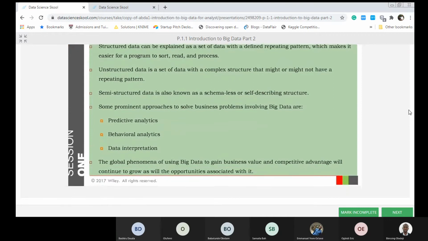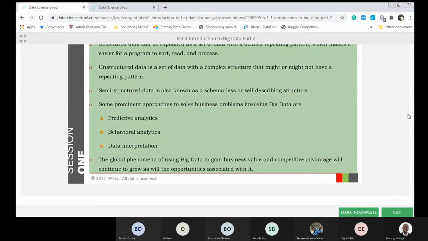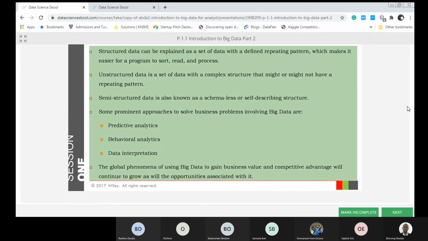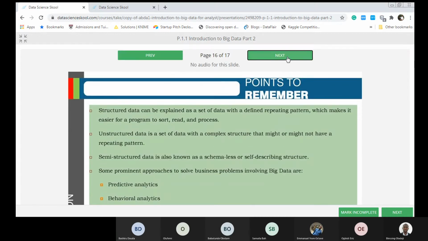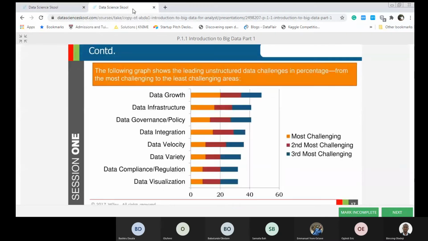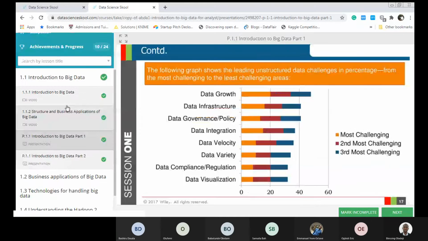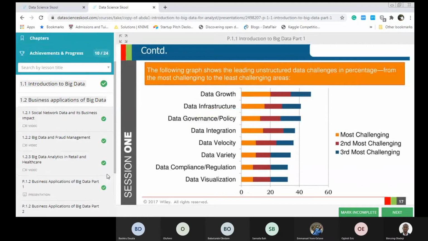We talked about different approaches to big data: predictive analytics, behavioral analytics, data interpretation, and on top of that, I added descriptive analytics and prescriptive analytics. So more or less, that is the end of chapter 1 for this particular class. If you have any question, feel free to ask me. Otherwise, we'll switch to the next chapter.